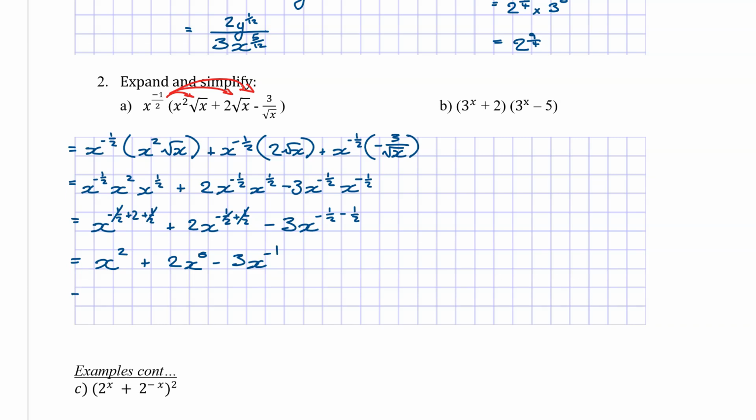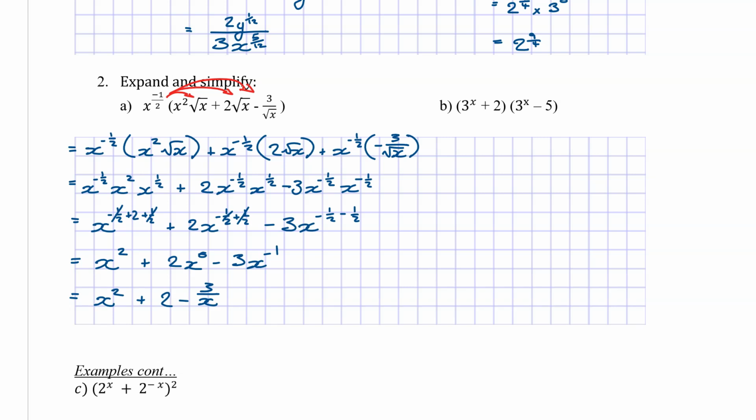And then writing that out, we're going to get x squared plus 2, and that x to the power of 0 simply becomes 1, so x squared plus 2 minus 3 over x. So this would be our solution right here.